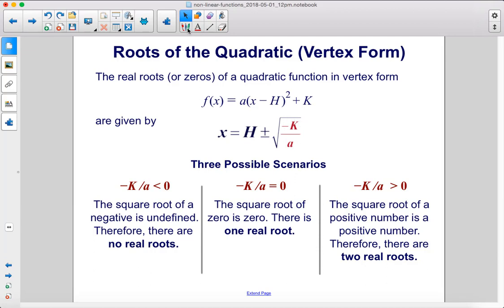Now, if we focus just on this portion underneath the radical, we have three possible scenarios. If this amount is less than 0, then there are no real roots because the square root of a negative is undefined. If this number equals 0, that means the square root of 0 is 0 and there's one real root. So there's going to be 1 zero. And if this amount, negative k over a, is greater than 0, the square root of a positive number is a positive number. Therefore, there will be two real roots. There will be two zeros.